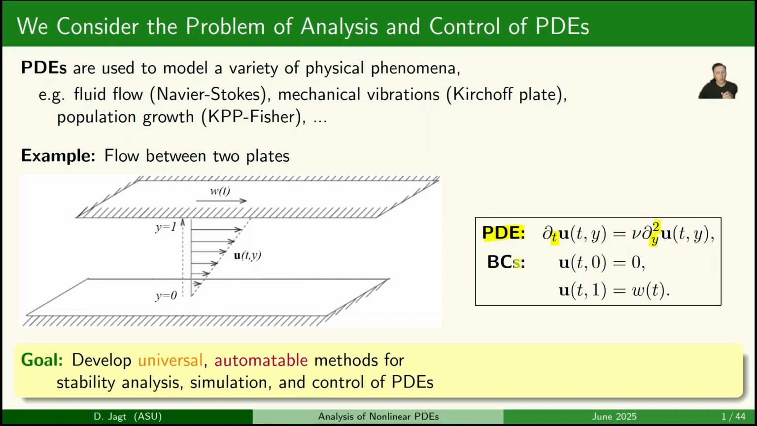Now, note that these PDEs will also be complemented by a set of boundary conditions. So, for example, we say here that the velocity at the lower plate must be equal to zero, and the velocity at the upper plate must be equal to the velocity of the upper plate, which we say is W here. Now, these PDEs then offer a simplified representation of this physical system, which we can then use to infer properties of the system, as well as perhaps design controllers.